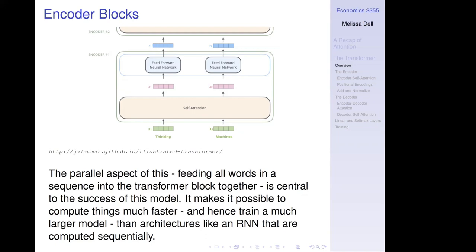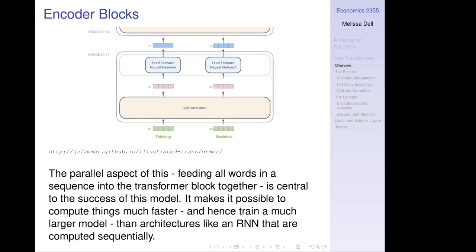One of the great advances with GPU computing is it's really good at parallelizing tons of computations. And you can also run things on multiple GPUs. And so in the case of the transformer, you feed in the entire sequence at once. So here, this is 2 words. When training language models, it's often something like 512 tokens, which are usually subword tokens, but that's a detail.